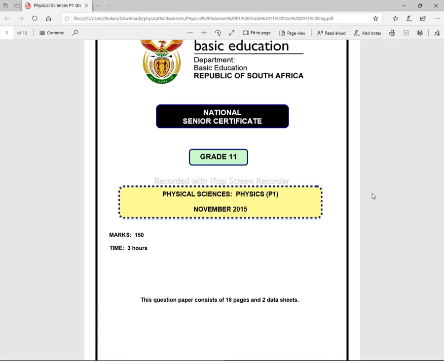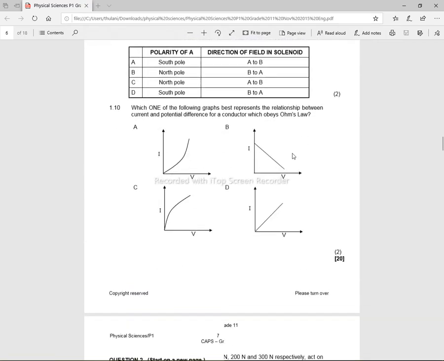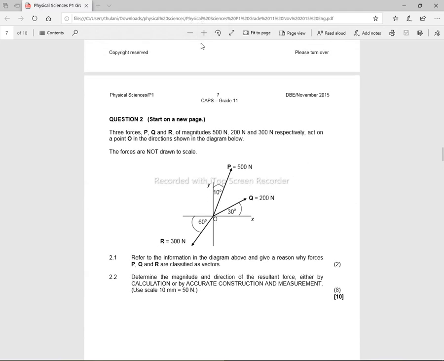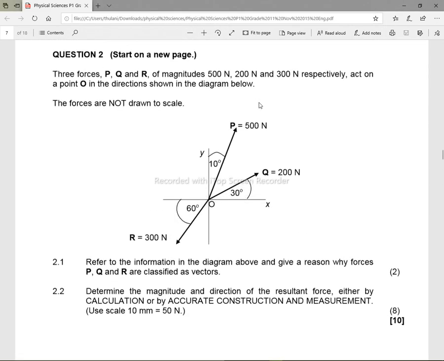I'm going to do examples from the question paper for 2015. So we are going to focus on how to resolve the vectors and also to determine the resultant as well as the direction of that resultant force. So without any waste of time, let me just start.